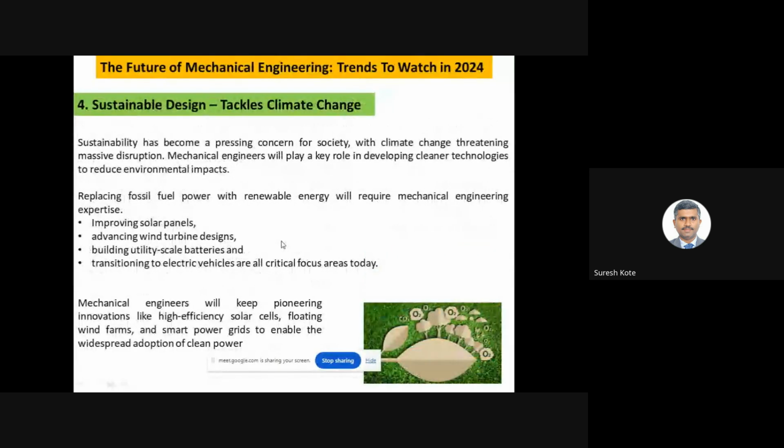Of course, in the previous AROHAN lecture, I heard one professor give a session on the topic of Prakriti Purusha, Engineering and Sustainability. I am really impressed with that presentation. He said that the engineering we are going ahead with nowadays is distracting from the ecosystem. So we should preserve this ecosystem by changing our technologies. By improving solar panels, advancing wind turbine designs, building utility-scale batteries, and transitioning to electric vehicles, all are areas one can focus on.